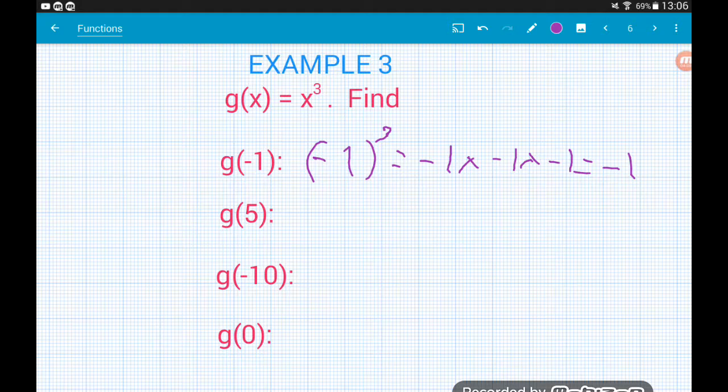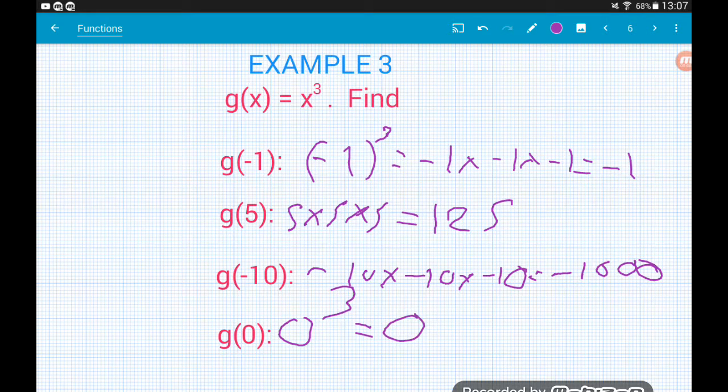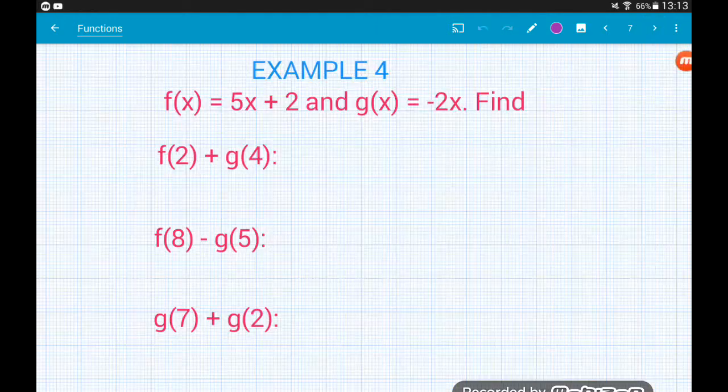G of 5, that's 5 cubed, so 5 times 5 times 5, which is 125. G of minus 10 cubed, minus 10 times minus 10 times minus 10. That will give us minus 1000. And then g of 0, well 0 cubed is just 0. Job's a good one.